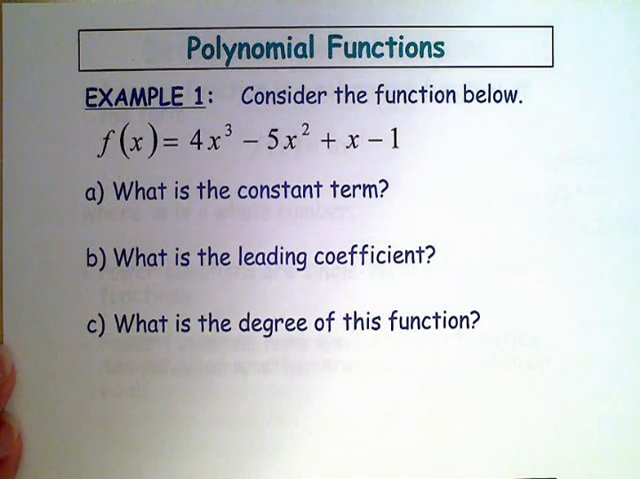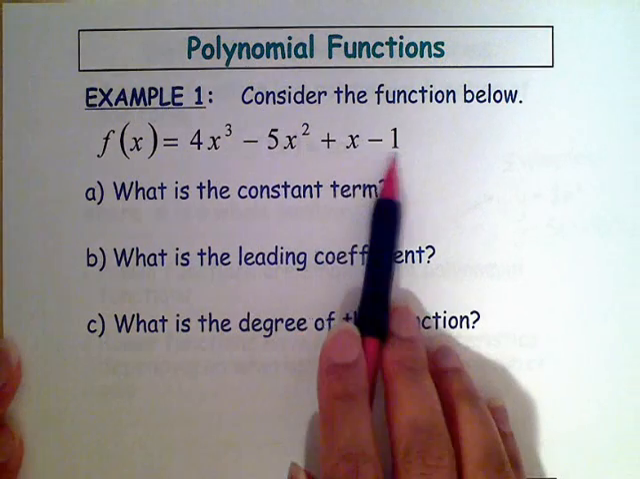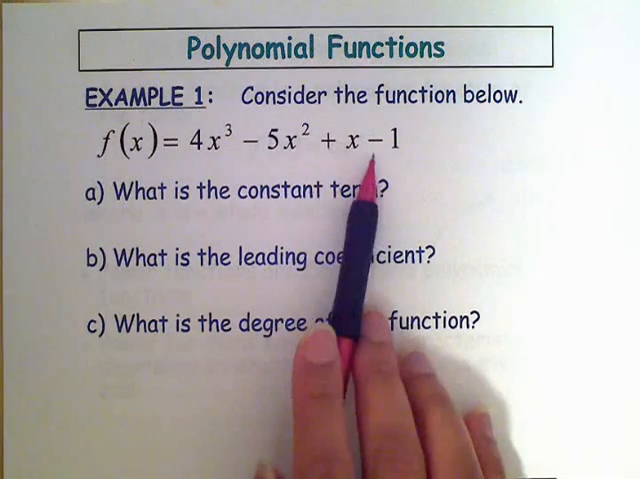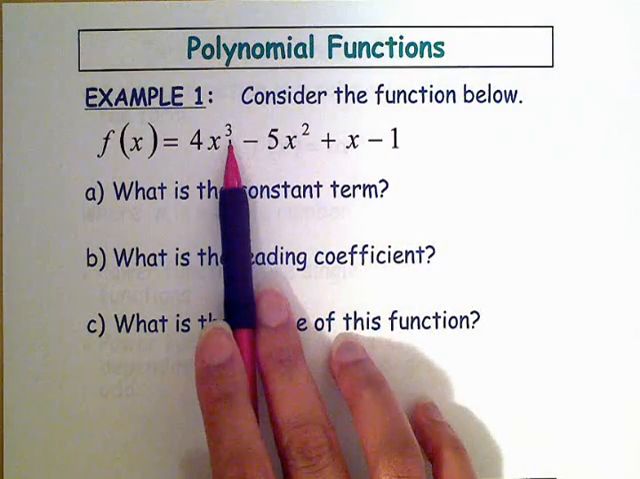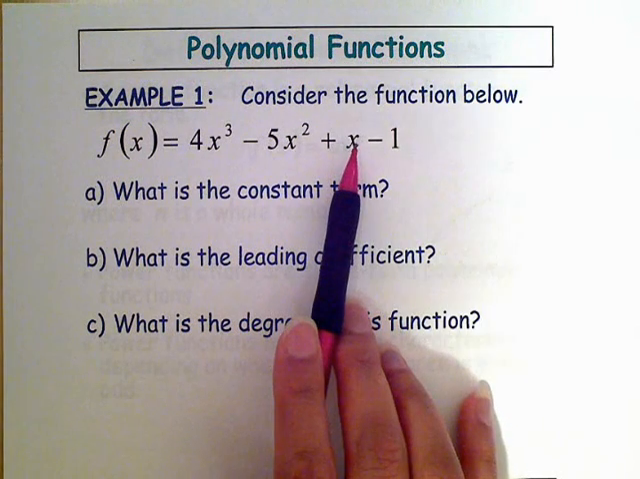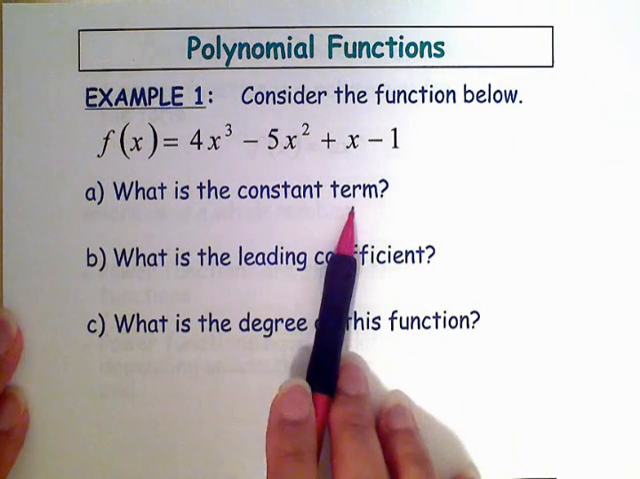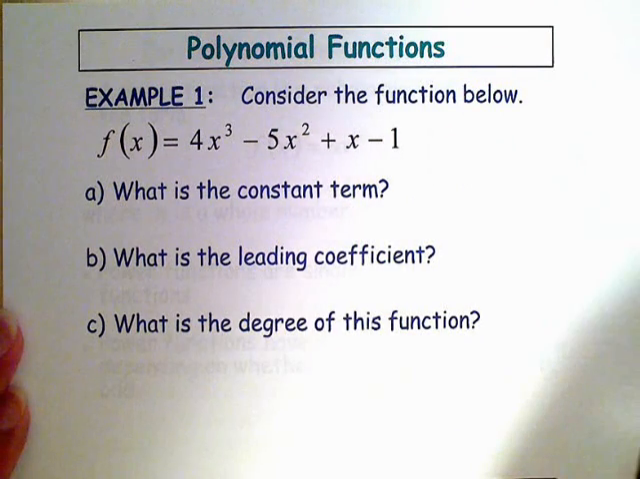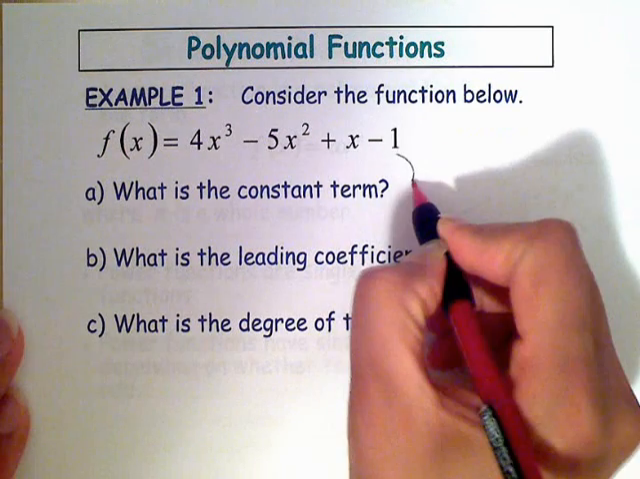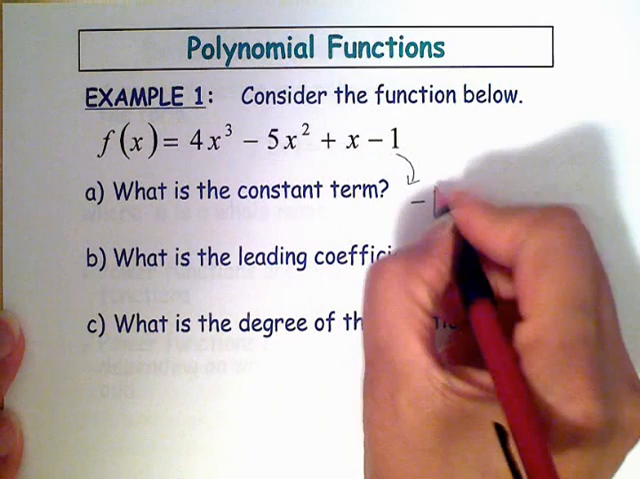Okay, for example 1, it says consider the function below. So we have f of x equals 4x cubed minus 5x squared plus x minus 1. So this is a polynomial function, and you can see that because each of the variable terms have an exponent that's just a whole number. We don't have any fractions in this case. So part A says, what is the constant term? So what we're looking for is a term that has no variable part associated with it, and so that's here. So the constant term in this case is just negative 1. Okay, the sign in front of it is important.